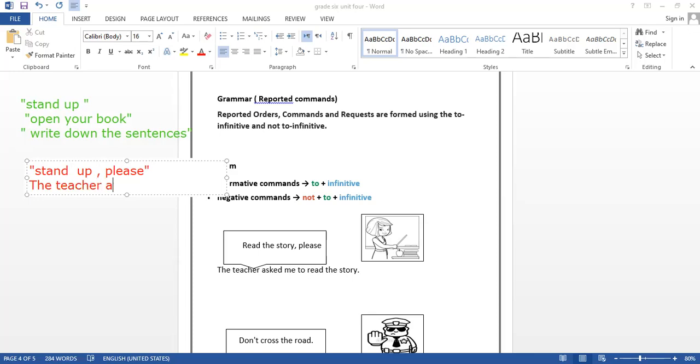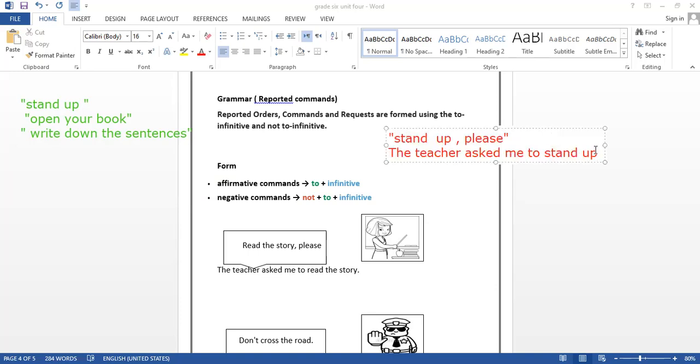The teacher asked me to stand up. To make the reported command, we just add to before the verb. Write these sentences, teacher, in your grammar notebook. Stand up, please. The teacher asked me to stand up.